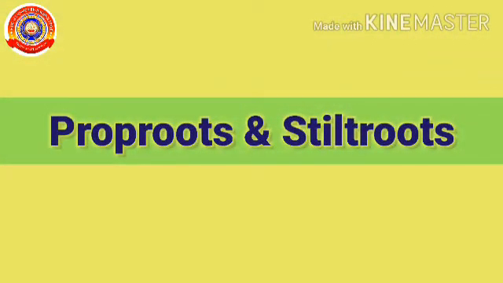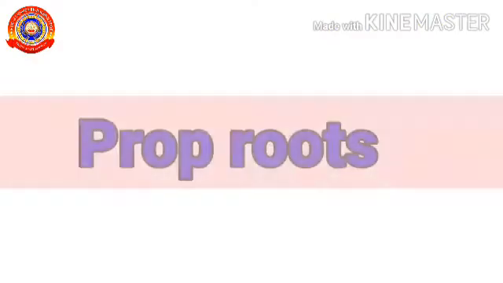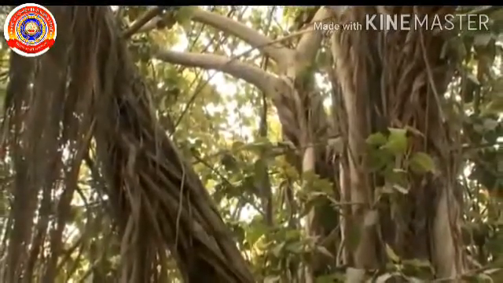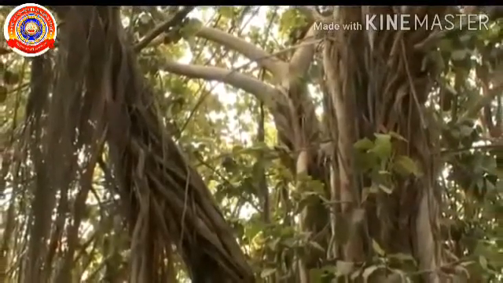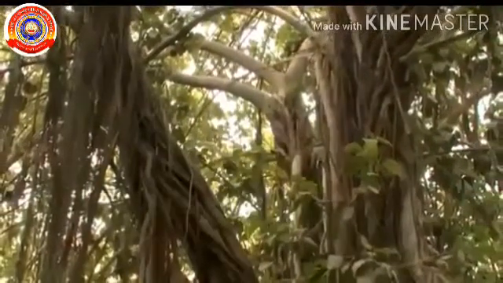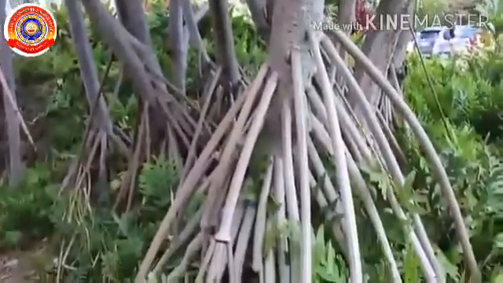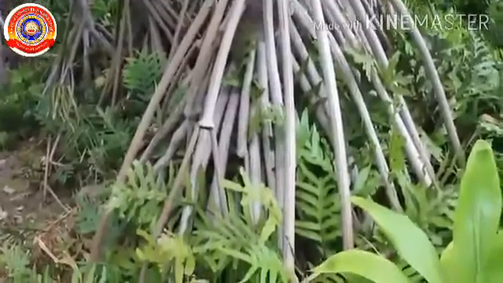Prop roots and stilt roots are roots seen above the soil to support the plants. Now, let us check what prop roots and stilt roots are. Prop roots are the roots that grow downwards from the aerial branches. An example of a tree having prop roots is the banyan tree. Stilt roots are seen in screw pine. It is from the stem that the roots grow downwards.